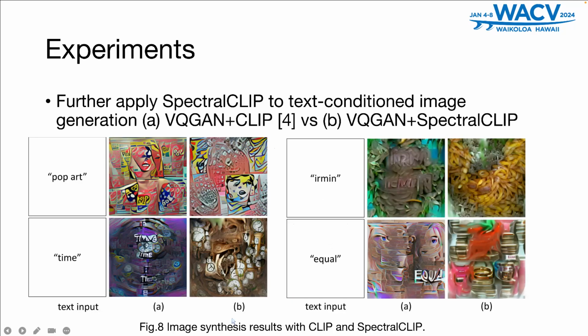Since SpectralCLIP is a plugin component independent of downstream tasks, we further extend the proposed SpectralCLIP to image synthesis. Specifically, we replace CLIP with SpectralCLIP and use it to guide image generation with a VQGAN. When we use CLIP, the synthesized images contain written words. In comparison, using SpectralCLIP prevents written words entirely. The results here show that SpectralCLIP can be employed in scenarios where artifacts are undesirable.